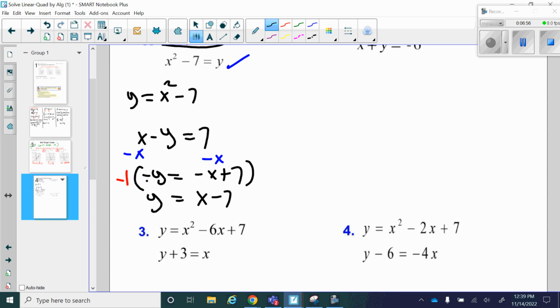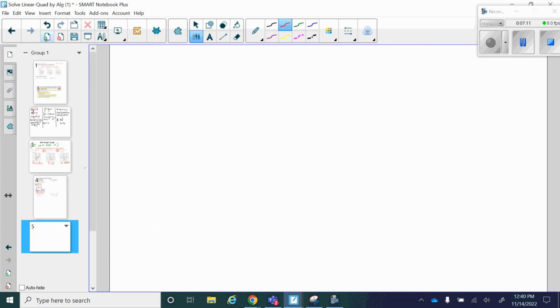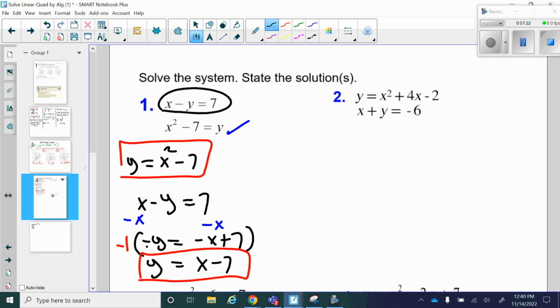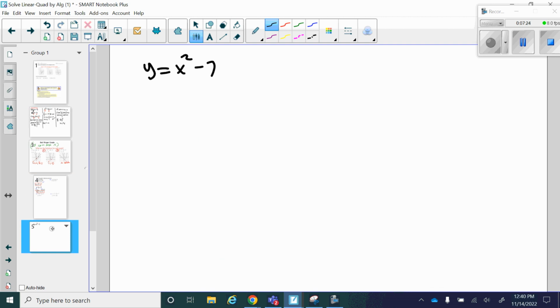So now I have both equations. Look at that. They're both defined for y. All right, so let's go ahead and solve the system now. So here we go. I'm going to have y is equal to x squared minus 7. Remember that equation? And the other one is, what is it again? It is y equals x minus 7.